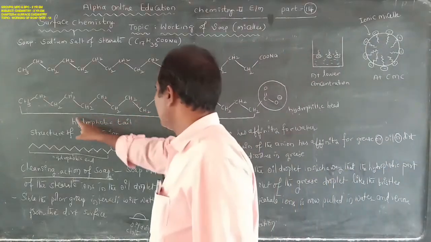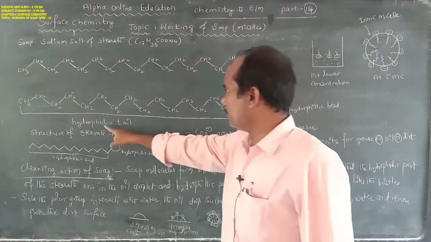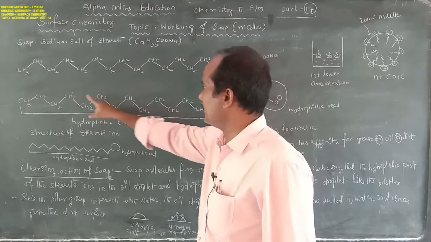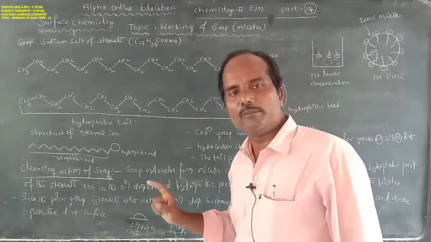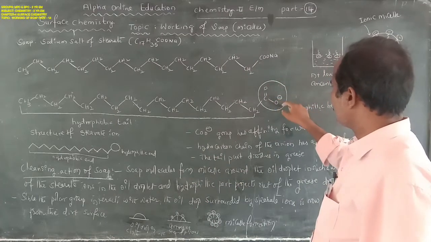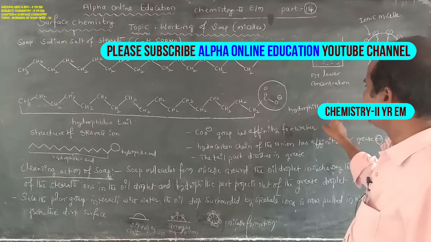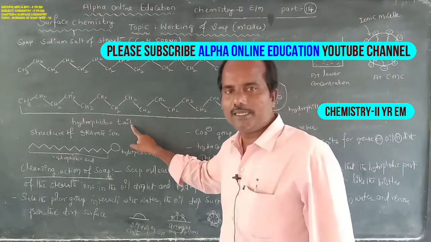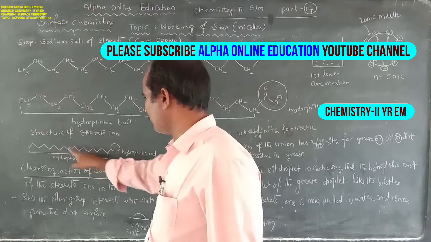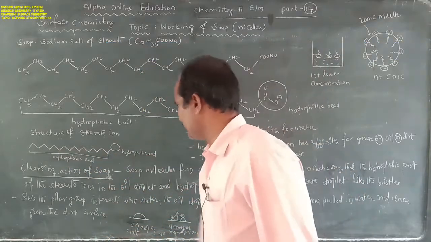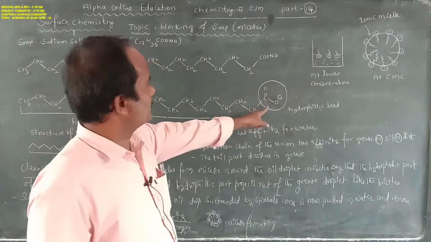Then let's see the stearate ion structure. The stearate ion structure consists of two ends. One is the hydrophobic tail. The hydrophobic tail is nothing but the hydrocarbon end, which in general acts as a hydrophobic end. The other is the carboxylate, a polar group, so it is the hydrophilic head. This is the structure of the stearate ion. It can be written in skeleton form like this, with the hydrophilic end and the hydrophobic end.